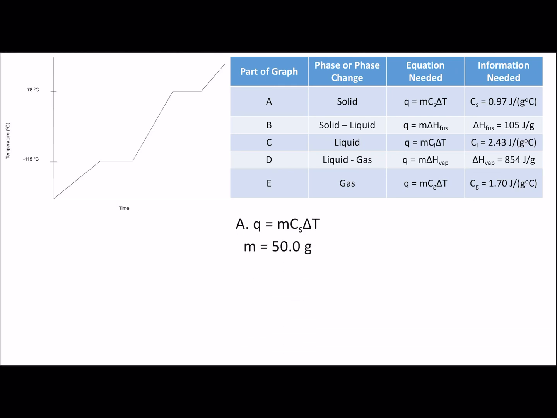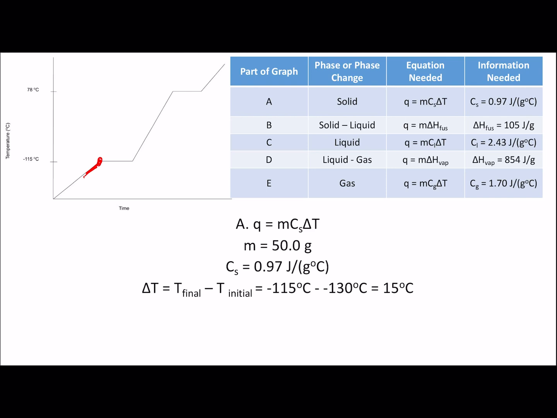So we plug in, our mass is 50 grams. Our C sub S, or specific heat of a solid, is 0.97. And then to get our change in temperature, we have to do final temperature minus the initial temperature. Well, if we think about it, our initial temperature is negative 130 degrees Celsius. Our final temperature, because we can only go up to this part of the graph as a solid, has to stop at that melting point.